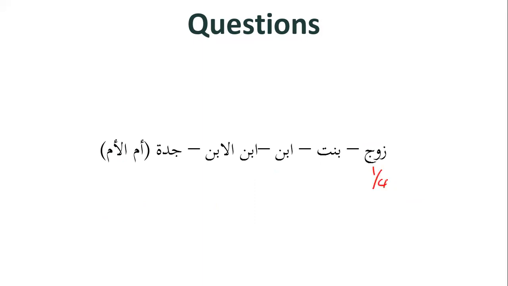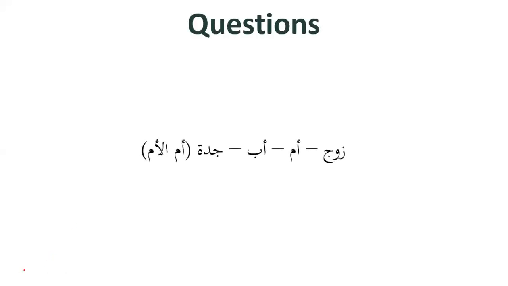In this question, the Zawj would receive a quarter. Bint Ibn together would be Asabah. Ibn al-Ibn would be mahjub because the Ibn is present, and the Jaddah would receive 1/6. There's nothing to make the Jaddah mahjub in this question. In this question, the Zawj would receive a half. The Ab would receive Asabah. The Jaddah would be mahjub because the Umm is present. So when the Umm is present, the Jaddah is always mahjub. And the Umm would receive 1/3 after the fard of the Zawj.